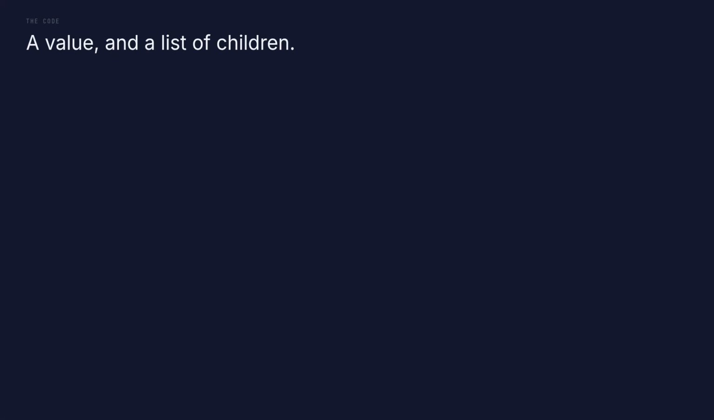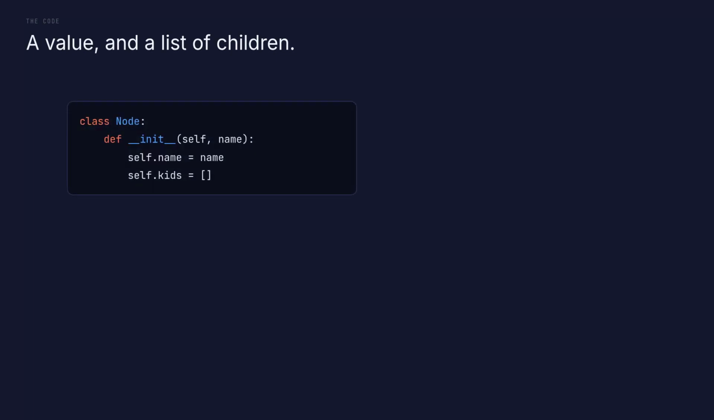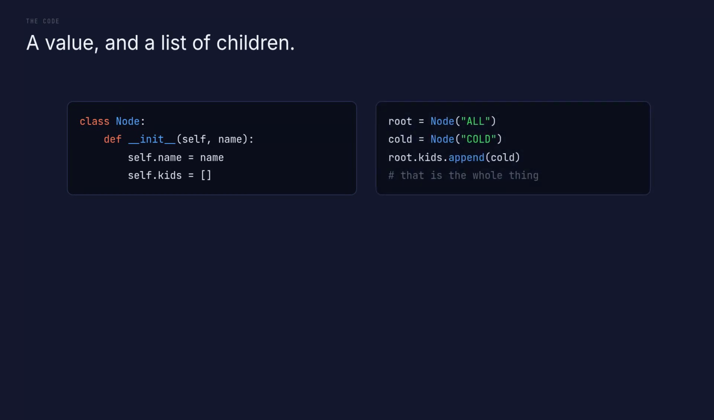So what does all this look like in Python? Almost nothing, honestly. A node is just a value and a list of children. 4 lines, and that's the entire data structure. And you build the tree by appending. Make a node, append it to a parent's kids list, and you're done. No library, no import, nothing clever. A tree is just objects pointing at other objects.